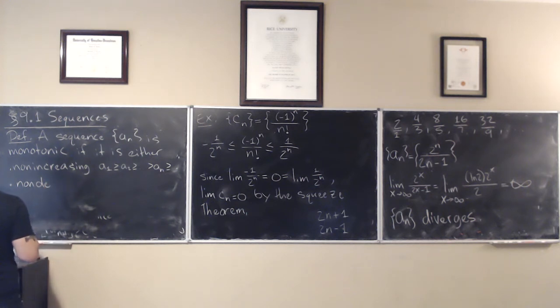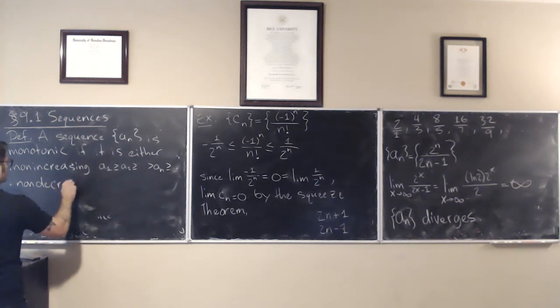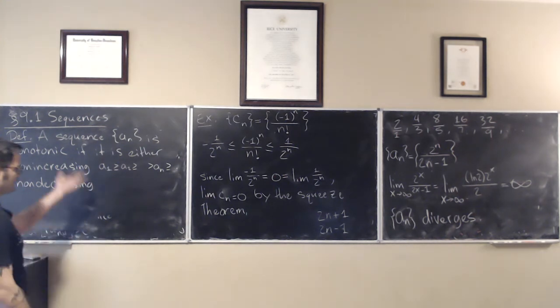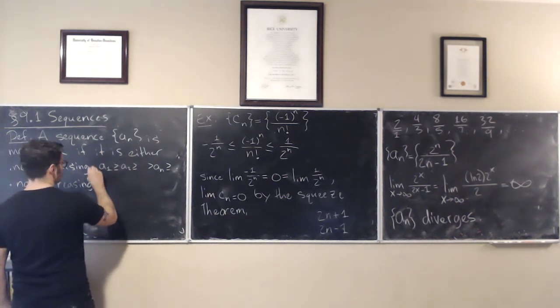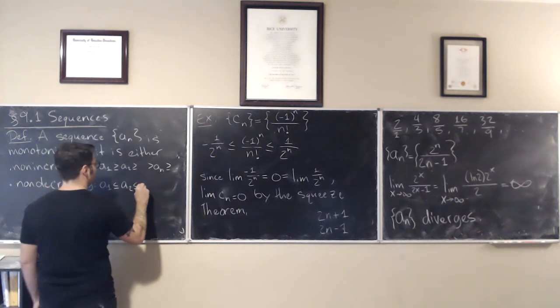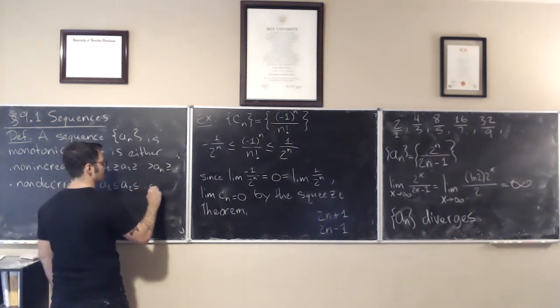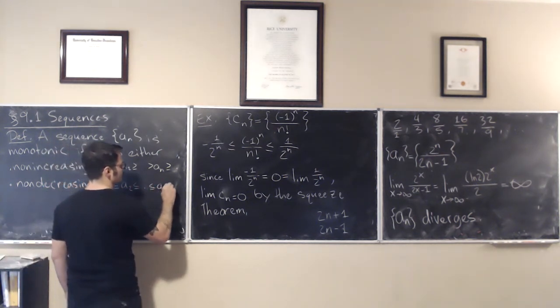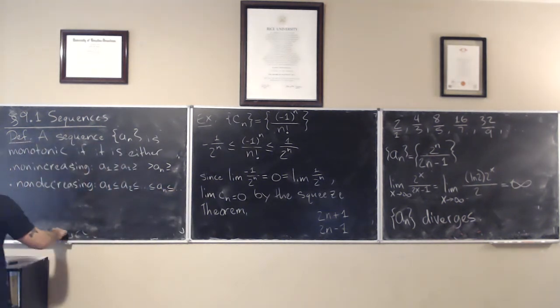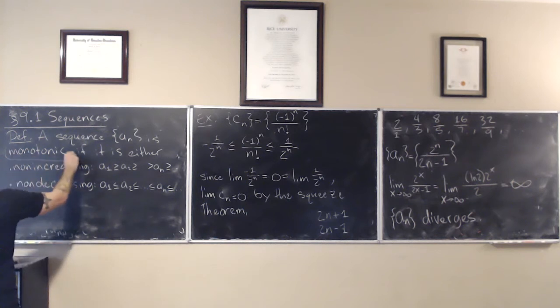Did I read that? Yeah. And this is just the opposite inequalities. a1 less than or equal to a2, which is at most a3, dot dot dot, which is at most an, and this just keeps on going forever. So these are monotonic sequences.